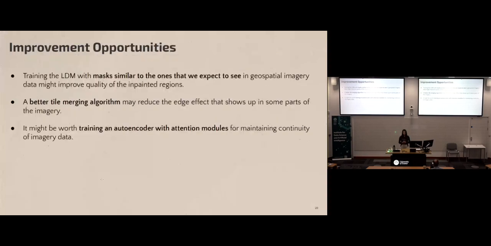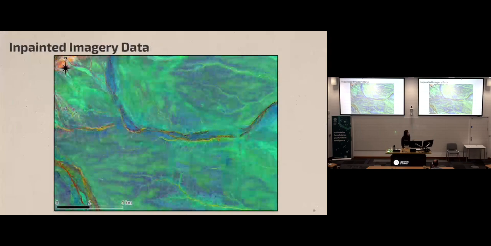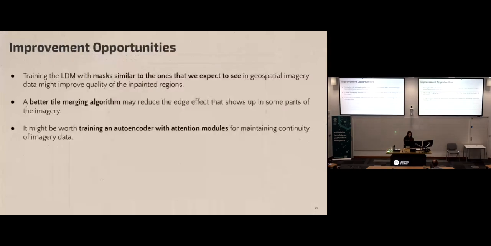There are three things that we have been thinking about, three options. One is to use, during the training phase, masks that are similar to what we see in our actual data set instead of using box masks. That will improve the model's focus on the regions that are corrupted. But of course that would increase the training time for the model. Then another one would be to use a better tile merger algorithm, because occasionally we see some edge effects, like here. So a better tile merging algorithm would of course be beneficial.